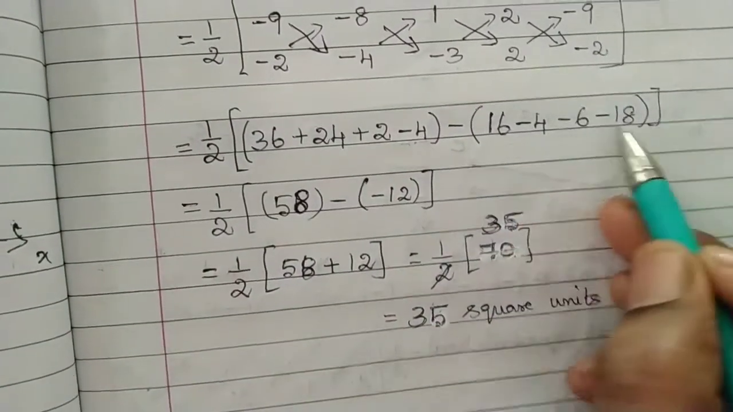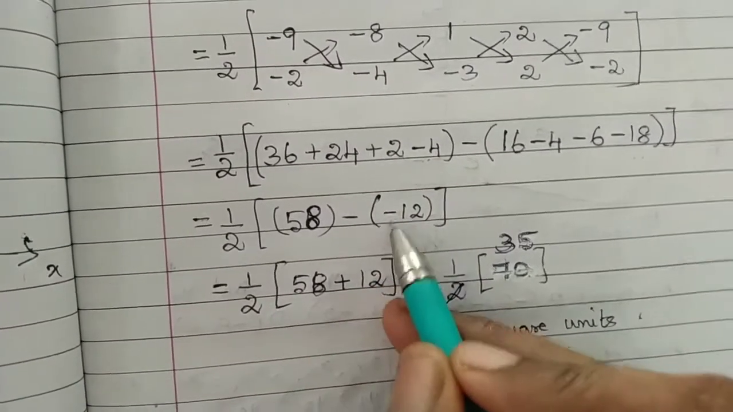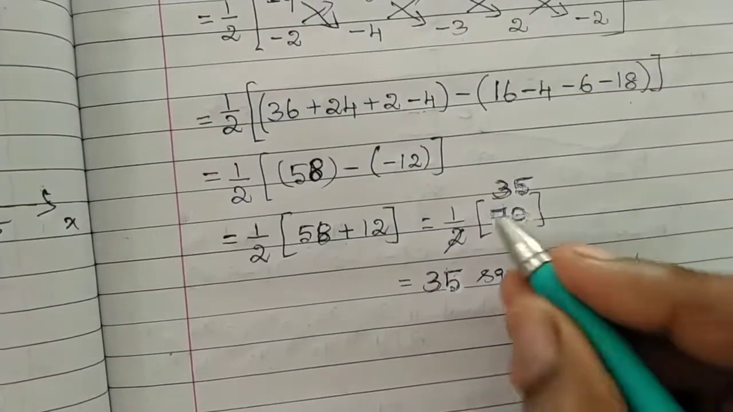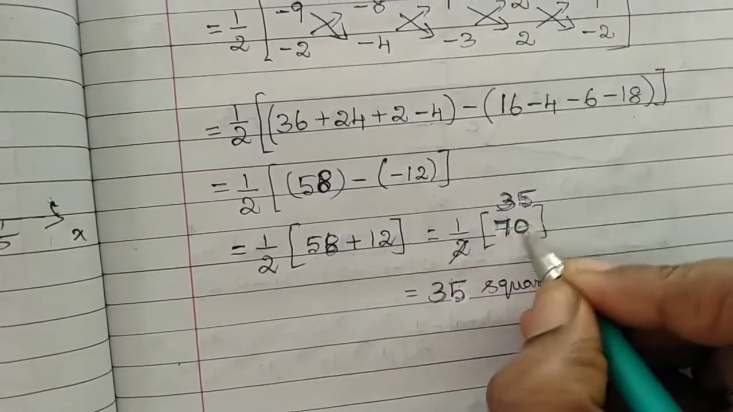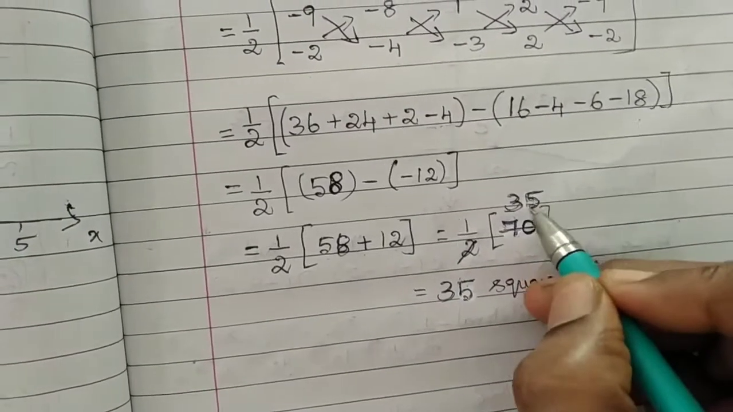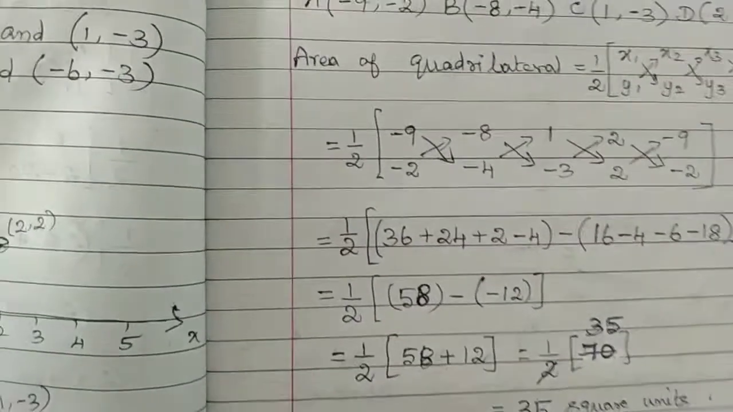Here simplify, we get minus 12. Minus into minus plus 12. 58 plus 12, 70. Cancel, we get 35 square units. Area of the quadrilateral equal to 35 square units. Second part.